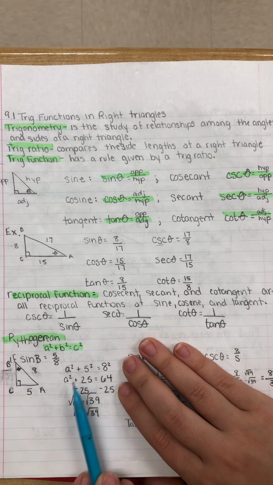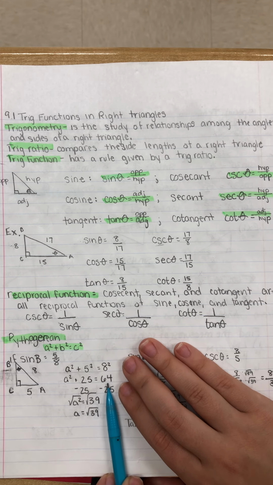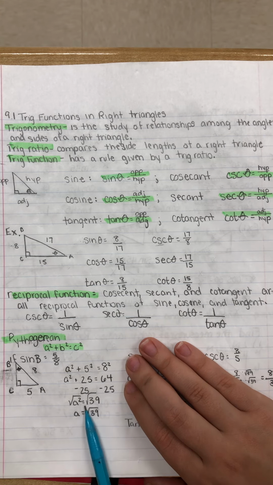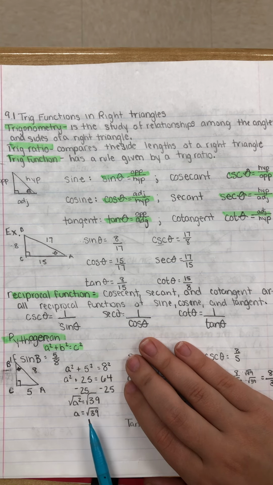So we square them. So we have a squared plus 25 equals 64. Well, let's solve. Subtract 25 from both sides. You get 39. A squared equals 39. Got to take the square root of both sides. I get a equals the square root of 39.